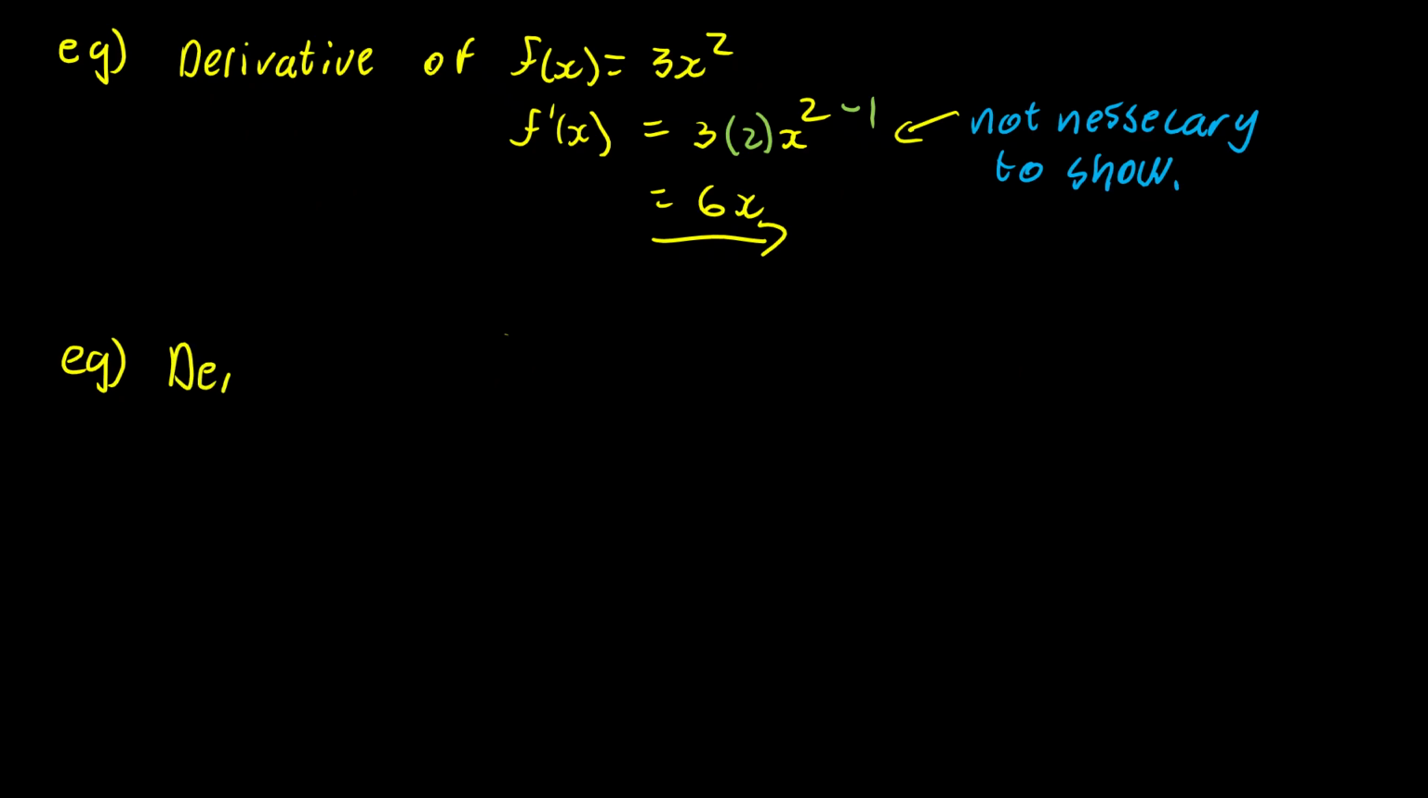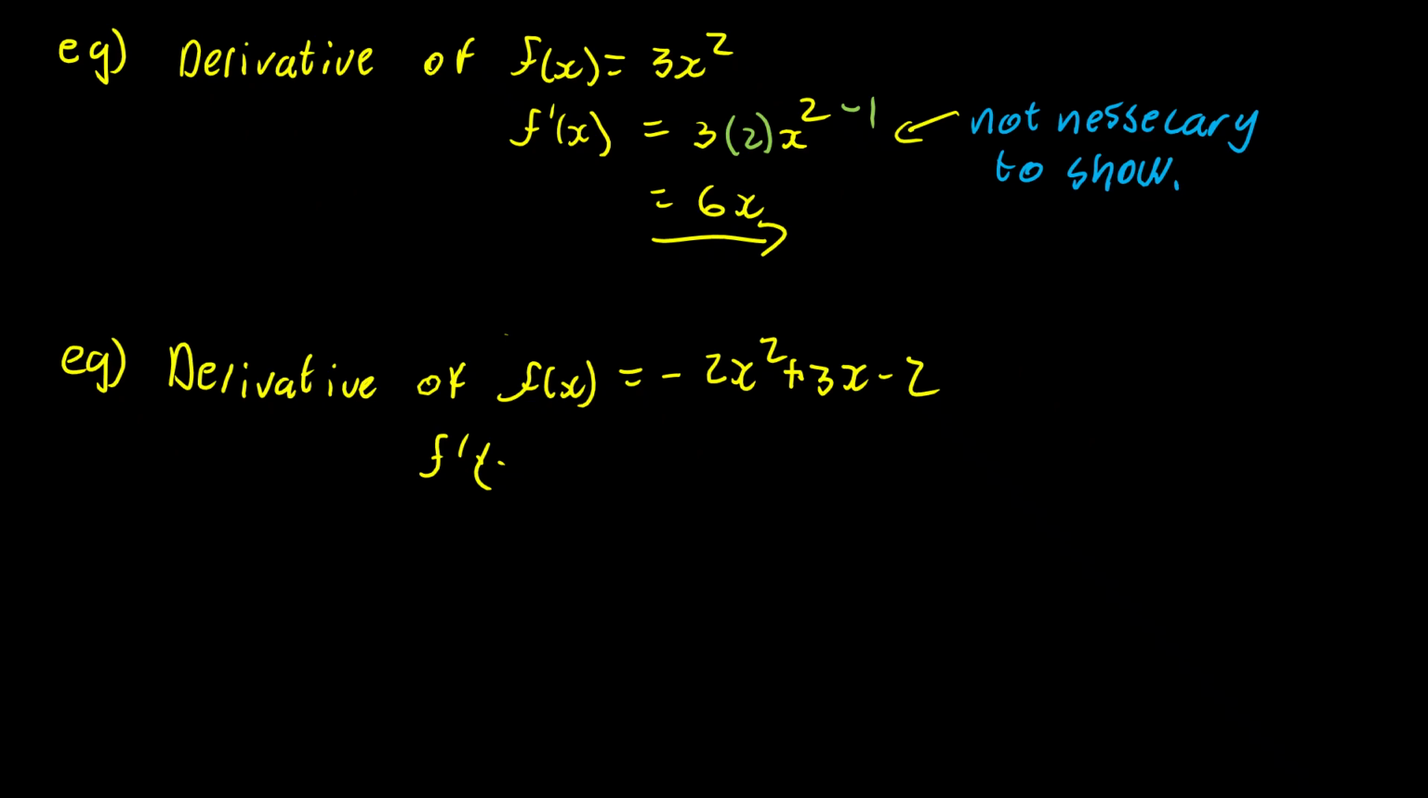So another example then is finding the derivative of f of x being equal to negative 2x squared plus 3x minus 2. So now I want you to find the derivative of this f of x. Again, there's nothing too weird in regards to this, except that instead of having one term, we have three. But that is not a crisis for us, because we know that to find this derivative, we are just going to find the derivative of each term on its own.